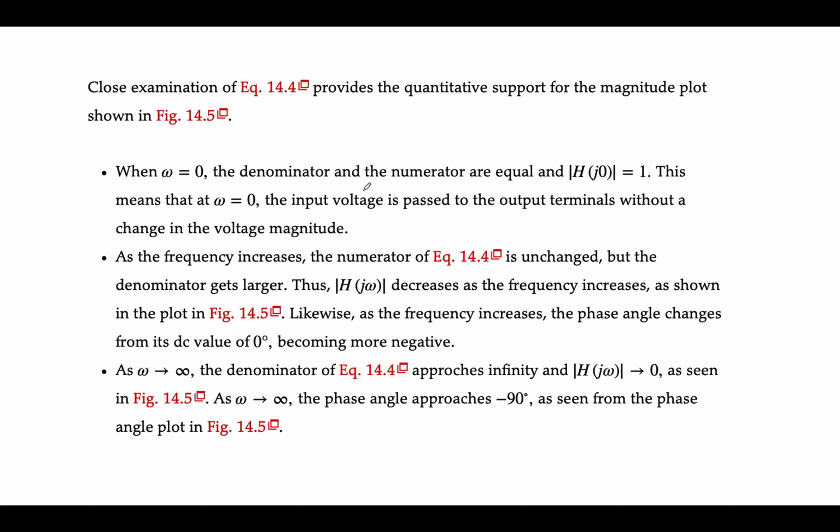When omega is 0, denominator and numerator are equal, the magnitude is 1, the input voltage is fully passed to the output terminals, and there's no change in the magnitude. As the denominator increases, the magnitude decreases by an increasing amount as the frequency increases. And finally, as omega approaches infinity, the denominator approaches infinity, and the magnitude of the transfer function goes to 0.